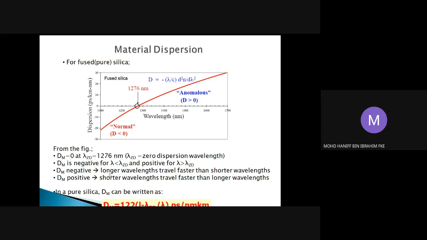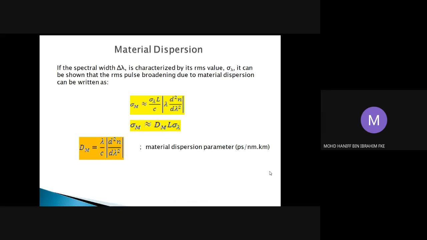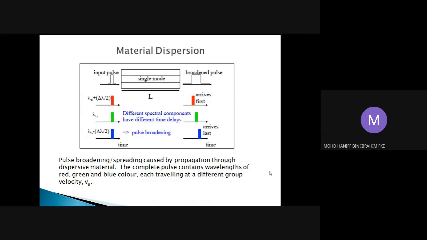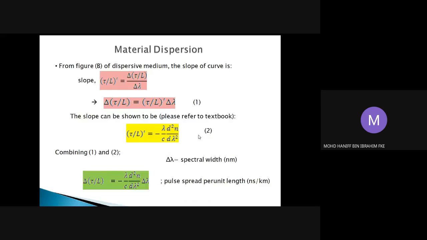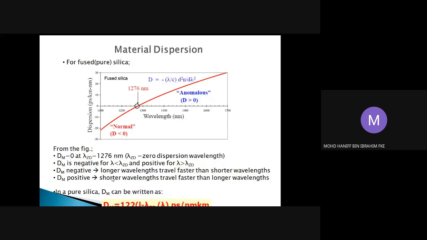Negative Dm means a longer wavelength is said to travel faster than a shorter wavelength. This is shown here in this diagram. This is the longer wavelength, and this is the shorter wavelength. So the longer wavelength will arrive first, followed by the shorter wavelength. But for the case of positive Dm, the shorter wavelength will travel faster than the longer wavelength.